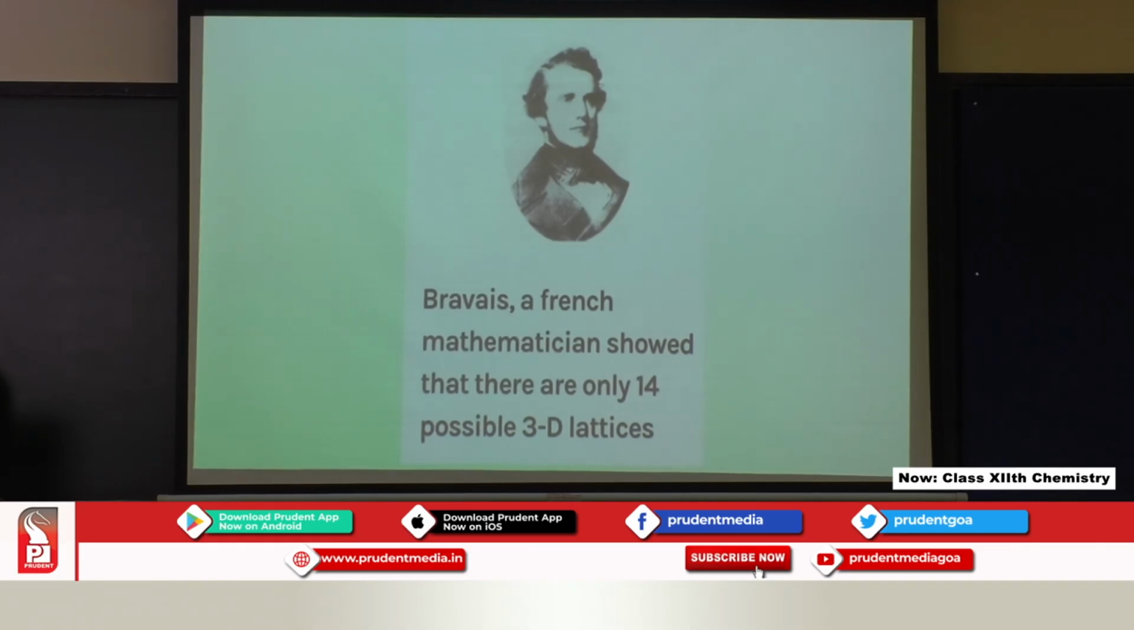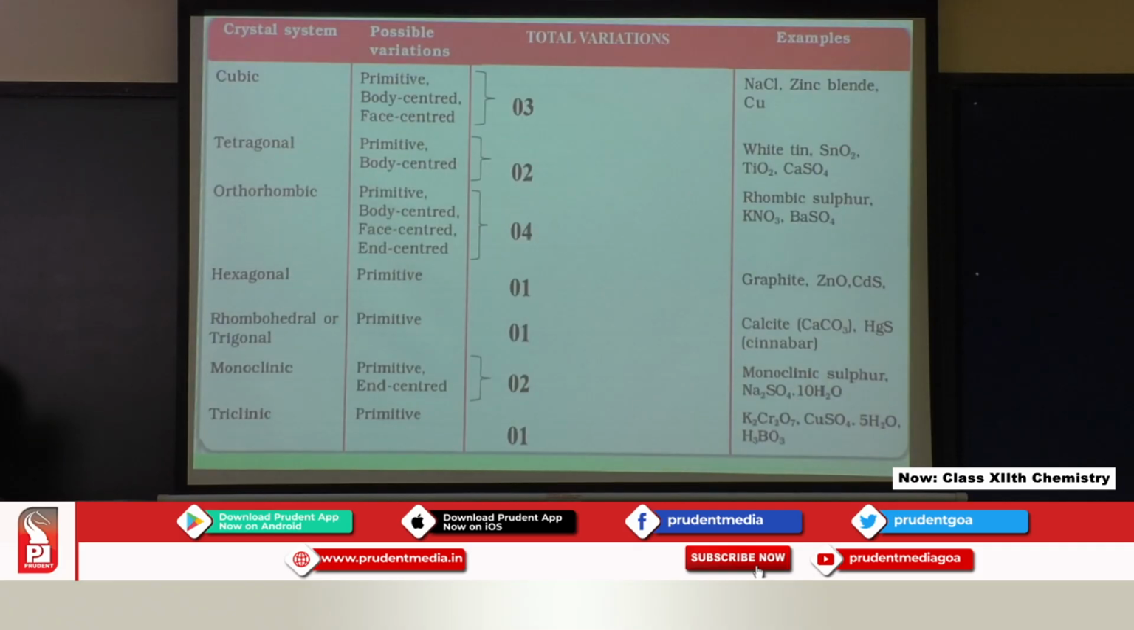Bravais, a French mathematician, showed that there are only 14 possible 3D lattices. If you check the first column in this table, we have the 7 crystal systems, and the next column gives you the possible variations. Take for example a cubic crystal system. It shows 3 variations, that is primitive, body centered and face centered. So also we have the rest, and if we count the total variations in column 3, they come to a total of 14. Hence we have 14 Bravais lattices.